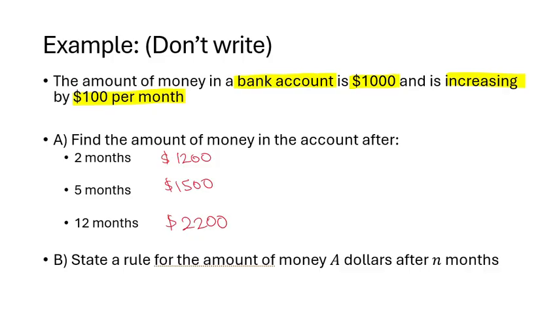Now, state a rule for the amount of money, A dollars, after N months. So A equals 1,000, being the initial amount, plus, it's increasing by $100 per month, so 100, and then we're using the variable N for months. So 100N, just like that. So yeah, that's how you would go about it.